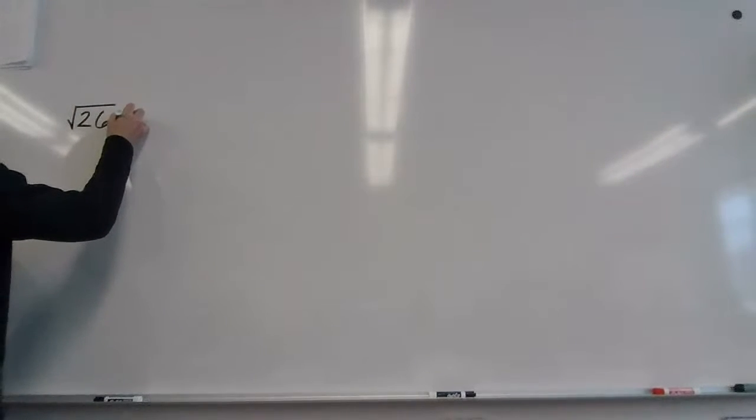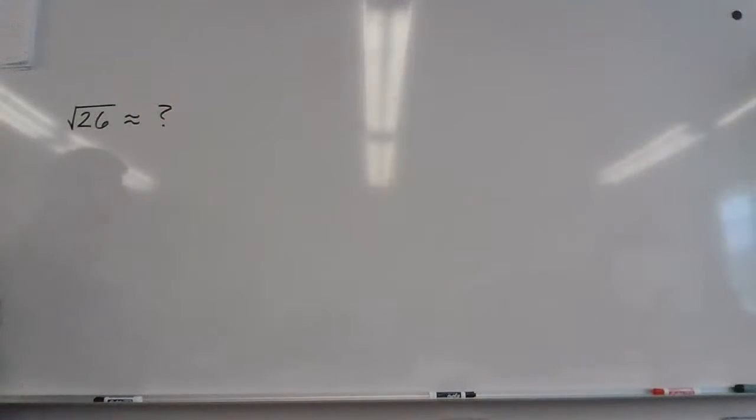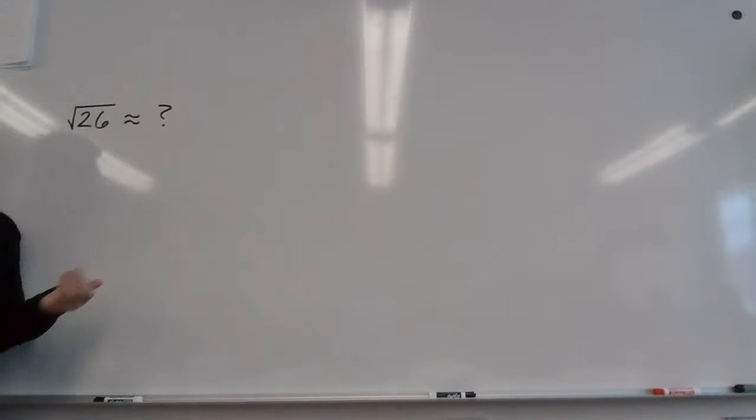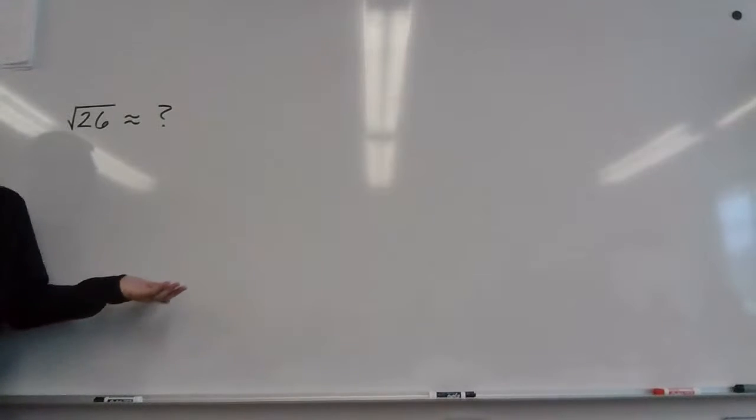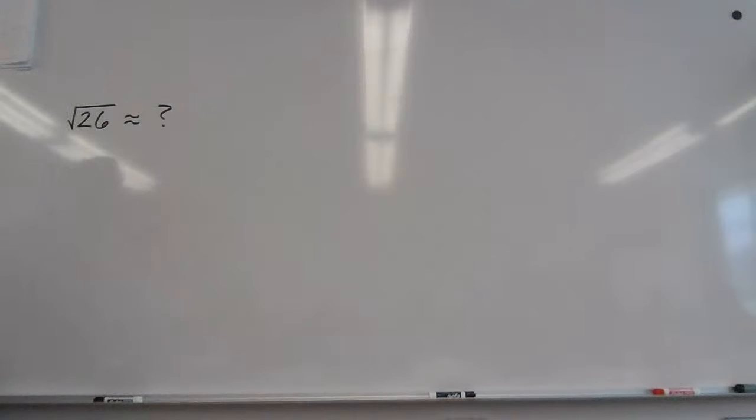So the question is very simply stated. It's, what is approximately the square root of 26? This is the question. Now, for years, we've known the answer to this. I mean, what would you say if you ask this question to like a little kid? They're going to say roughly 5, a little bit bigger than 5, right?